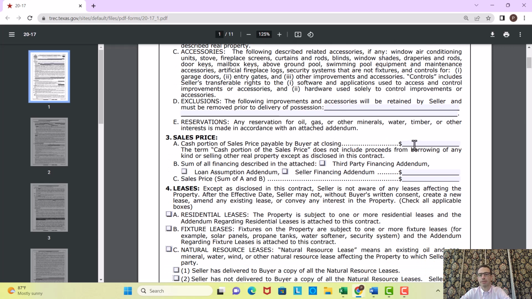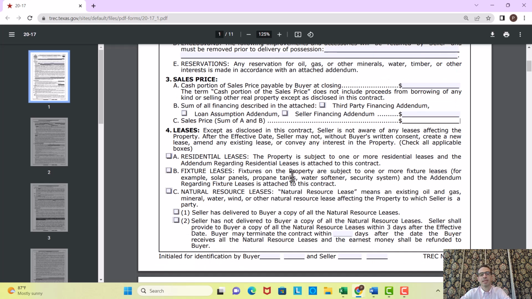All right, sales price. Put the cash portion here. So if it's a $1 million property and you're going to put 10% down or 20% down, you put 200,000. Put your financing portion here. Most of it's going to be third-party financing, the most common one, where you're just having a bank. So you'd have 800,000 for the third-party financing, and then you would have your cash portion of 200 here, and then it would total $1 million total sales price.